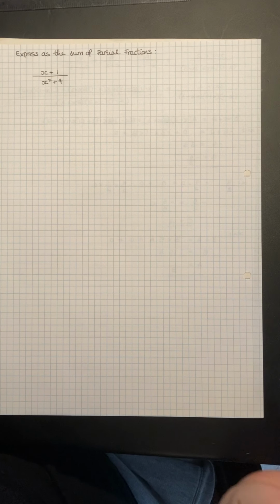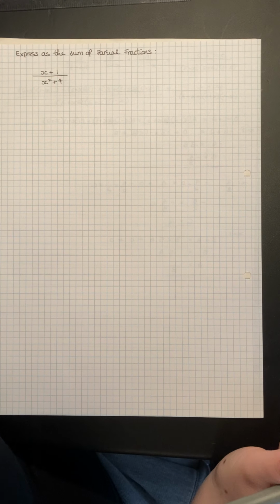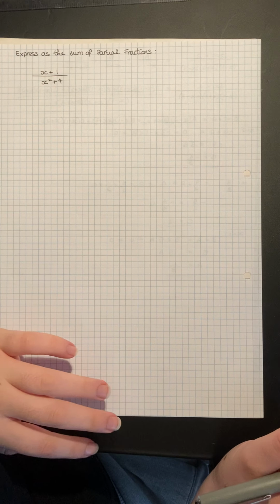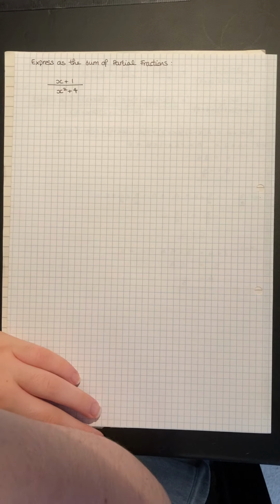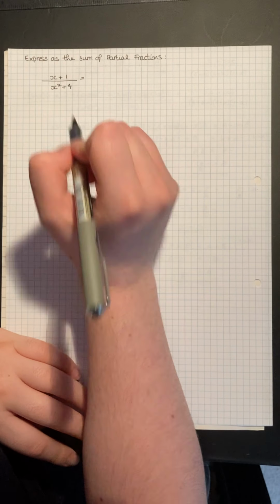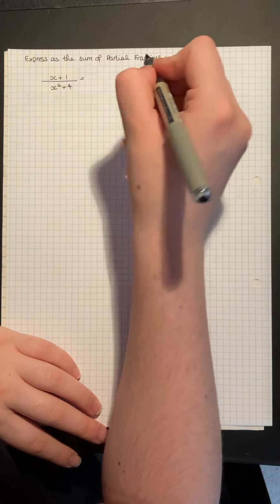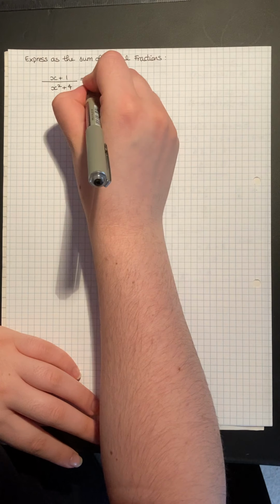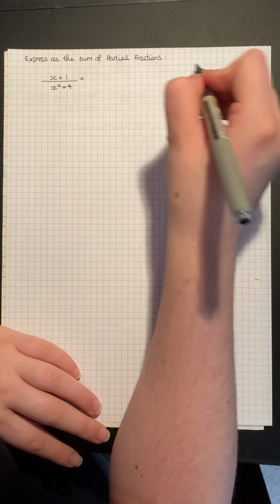So this will be the solution to integral exercise level 2 on partial fractions, and this is question 1, part 2. So we want to express this as the sum of partial fractions. So the first thing to do would be to actually factorise the denominator, because we can't do partial fractions unless we have linear factors in the denominator at the moment.